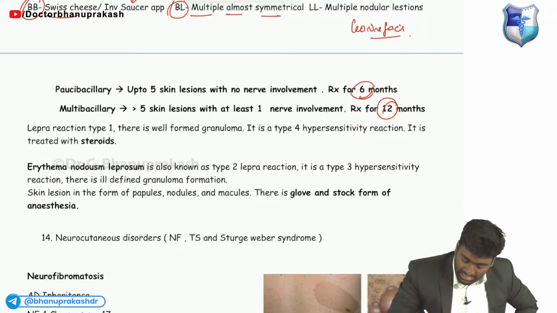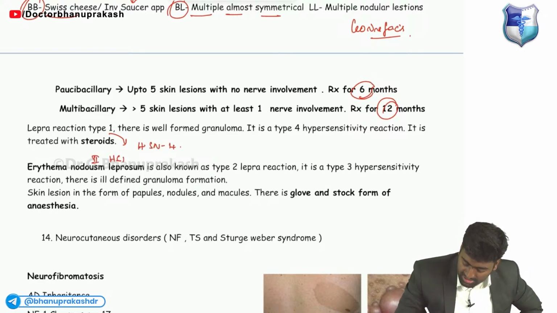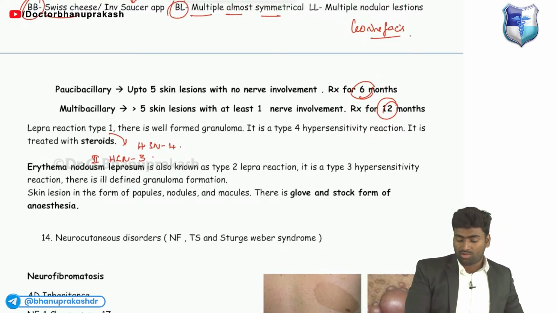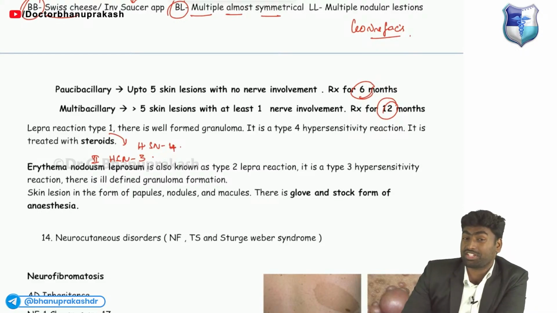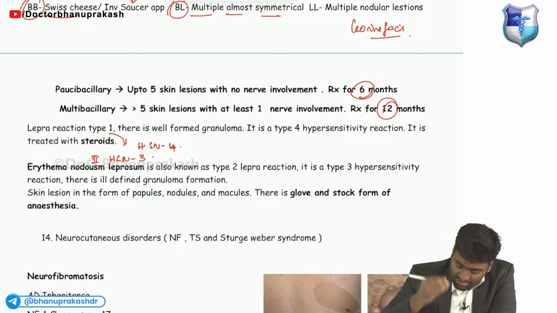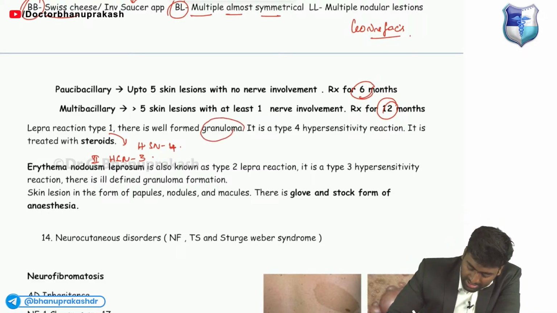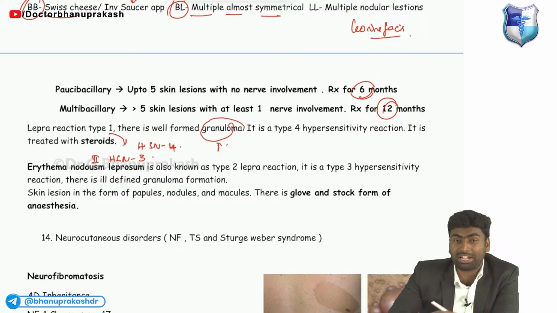हमें पता है. Type 1, it is what? It is HSN4, hypersensitivity reaction type 4, whereas type 2 is hypersensitivity reaction type 3. In the case of type 1 reaction, which is hypersensitivity reaction 4, there will be granuloma formation, and it will be treated with steroids.